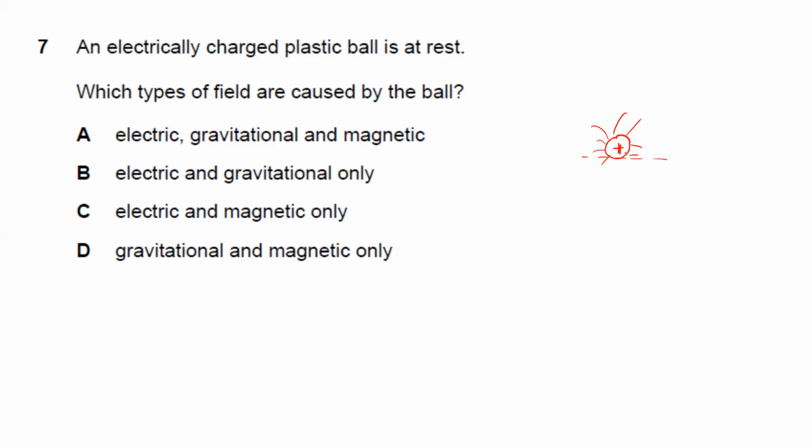And since this is a positively charged ball, or any singly charged ball, it is stationary, it is not moving. So a stationary charge doesn't produce any magnetic field. It must be moving in order to produce a magnetic field. So electric field, yes. Gravitational field, yes. Magnetic field, no. So the answer will be electric field and gravitational field only, B. So B will be our right answer.